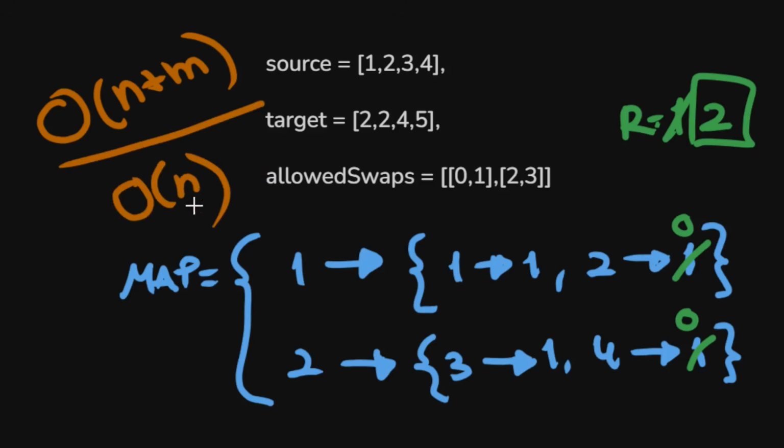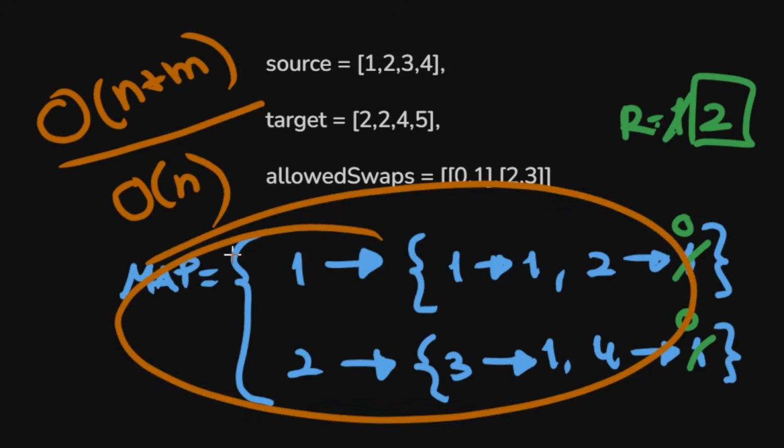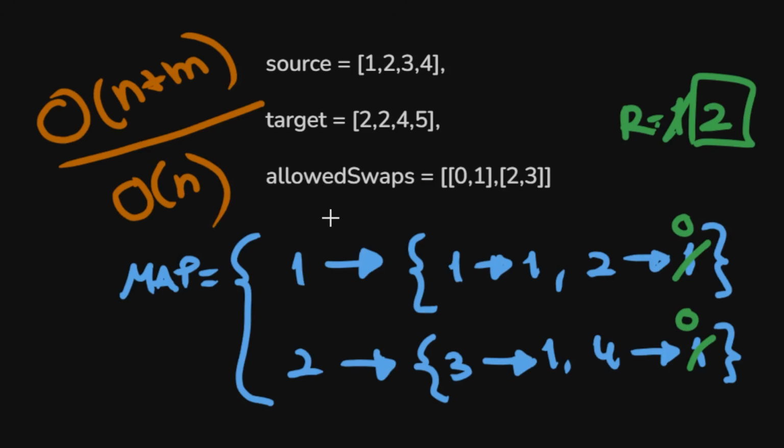So this is roughly big O of n plus m time complexity and big O of n space complexity. Why? Well, because we need an array parents for union find of size n, and this map has a size of n also. So with this in mind, let's see how to code this up.